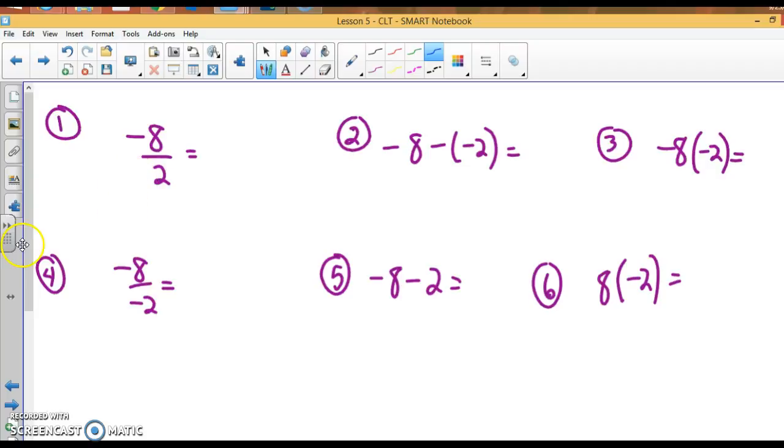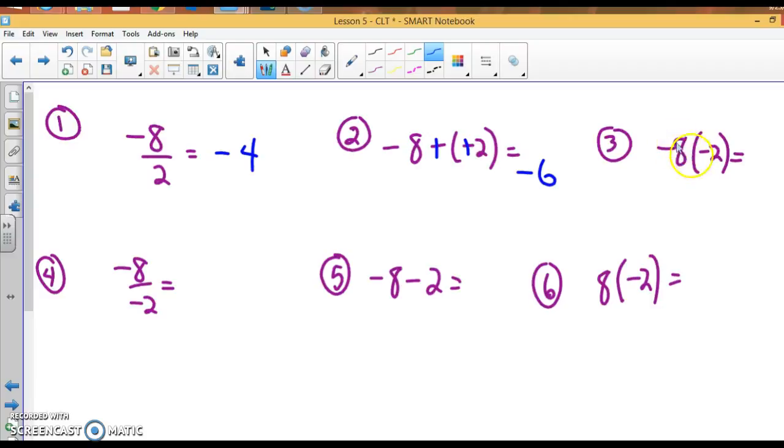This is negative 8 divided by positive 2. When you're dividing and the signs are different, the answer is negative, so negative 4. This is a subtraction problem. You need to change it to add the opposite. We make 2 marks. Negative 8 plus 2. The signs are different, so I subtract and take the sign of the larger, negative 6.